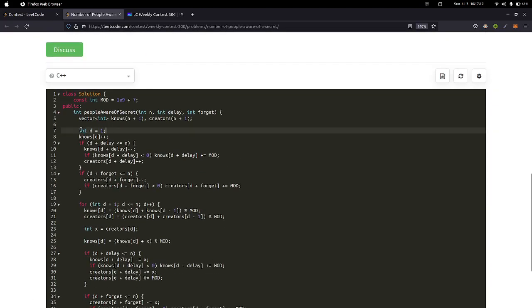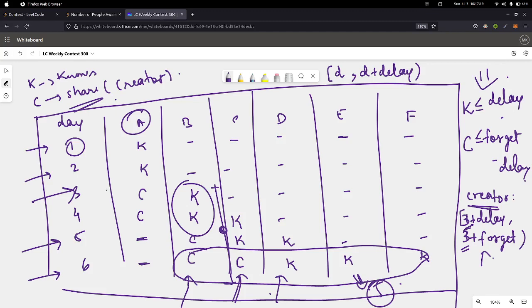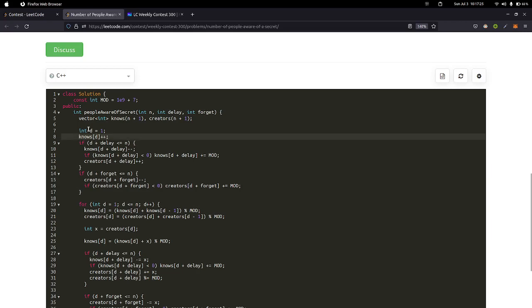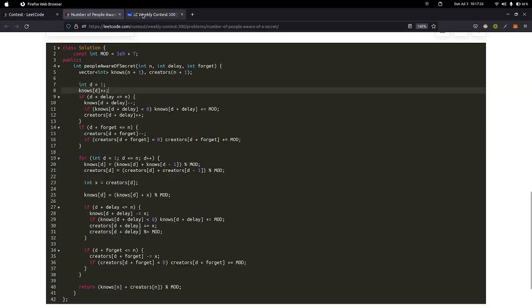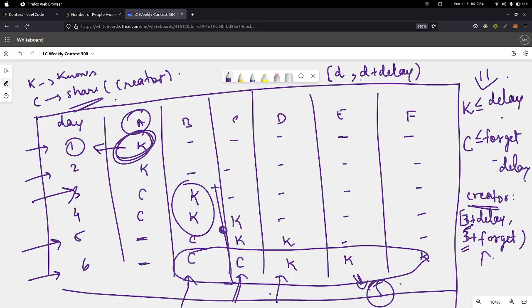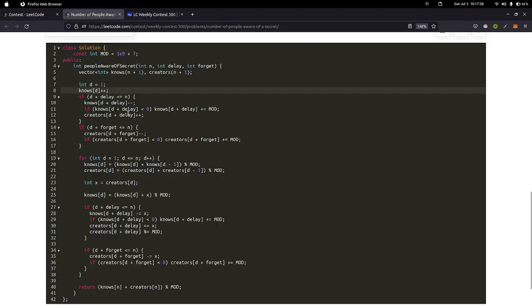Let's start with the first message which we have at day 1, and he knows the message on day 1. So we have one person who knows the message on day 1, so incremented, and then he knows the message till this particular interval, right? That interval here will be the same, D plus delay.